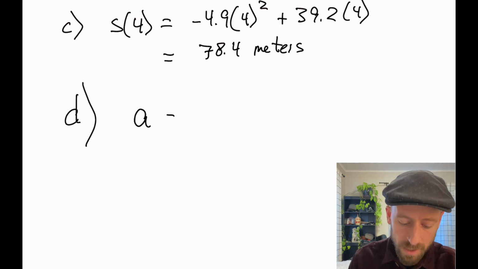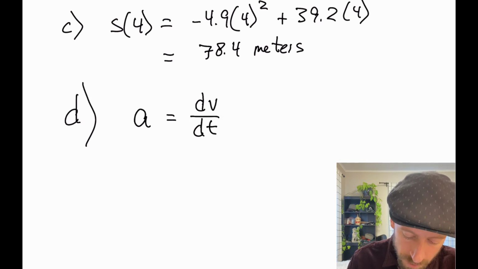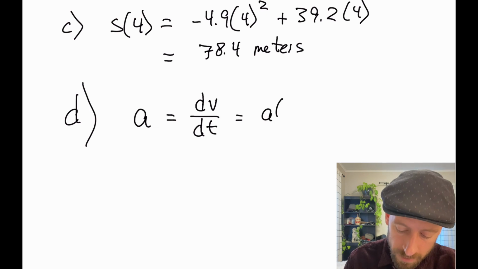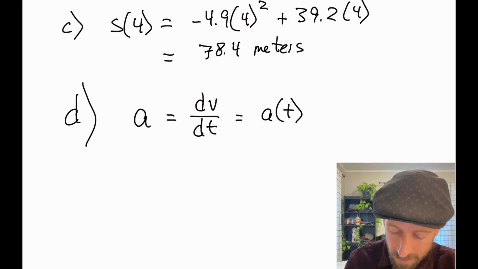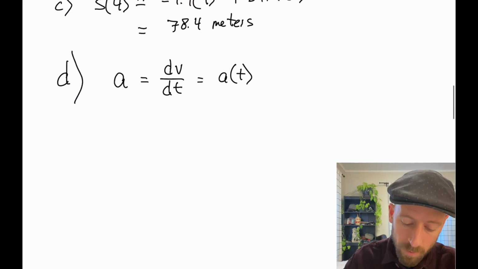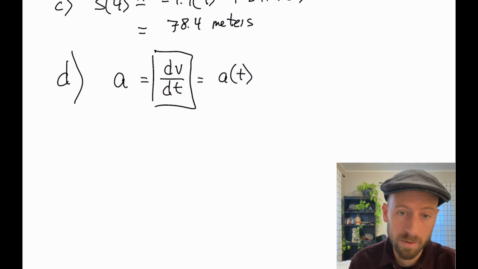Okay, so acceleration is just going to be the change in velocity over the change in time. That's what that's going to equal. So we're just going to write that as a function of time here. Acceleration as a function of time. And the way that we get it is we're just taking the derivative of the velocity. That's all that it is.